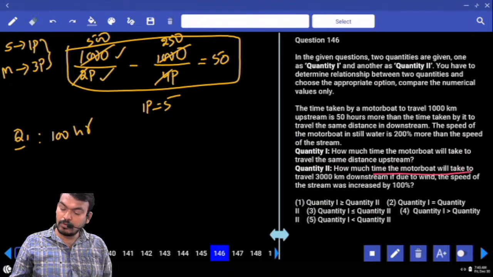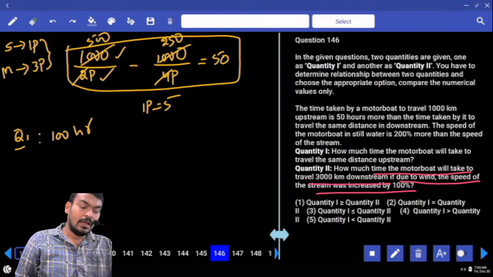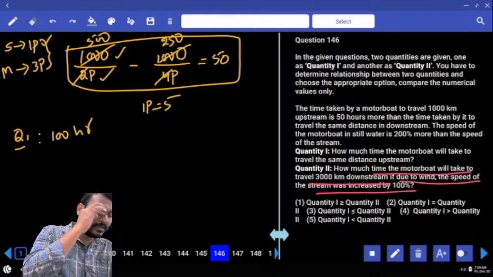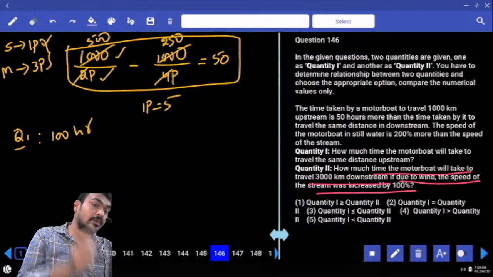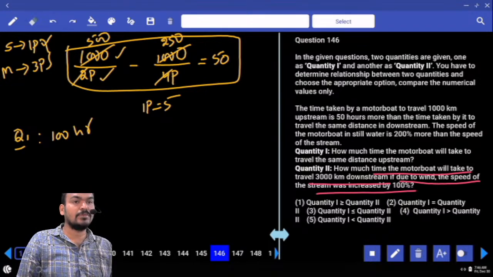How much time will the motorboat take to travel 300 kilometers downstream if due to wind the speed of the stream was increased by 100%? Okay. Already the speed of the stream is how many parts? 1 part. Increased by 100% means 2 parts. Means the new speed of the stream is how many parts?